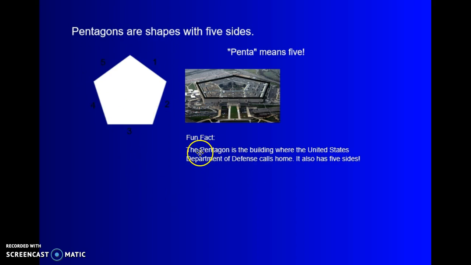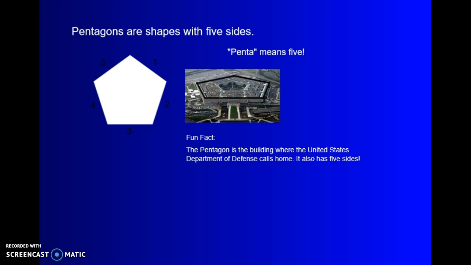So a fun fact is, the Pentagon is the building where the United States Department of Defense calls home. It also has 5 sides, so we can look 1, 2, 3, 4, 5, and this is a pentagon, and this is where the Department of Defense is in Washington, D.C.